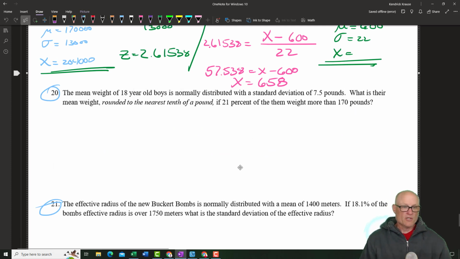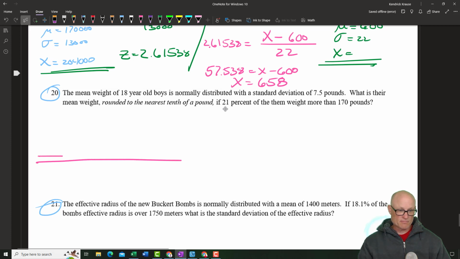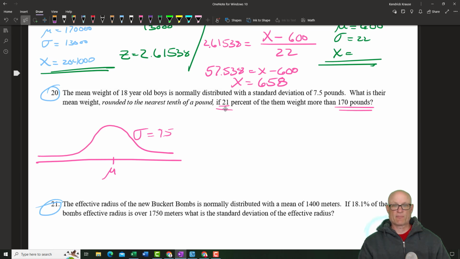Oh, I'm recording. The weight of 18-year-old boys is normally distributed with a standard deviation of 7.5 pounds. What is their mean weight if 21% of them weigh more than 170 pounds? Okay, so we're looking for the mean this time. So we don't know mu, but we have a standard deviation of 7.5. And we know 21% of them weigh more than 170 pounds.